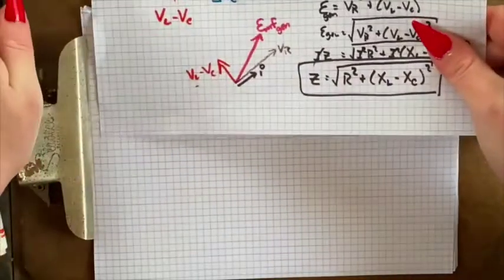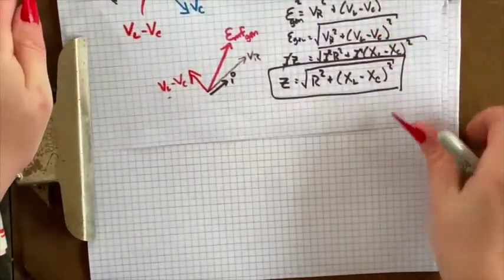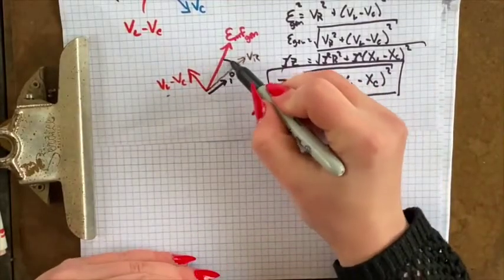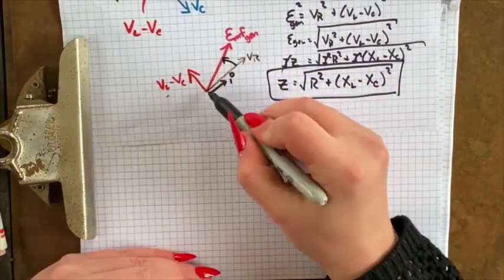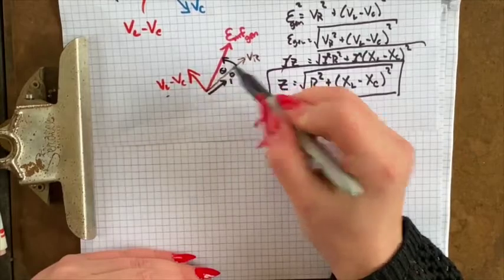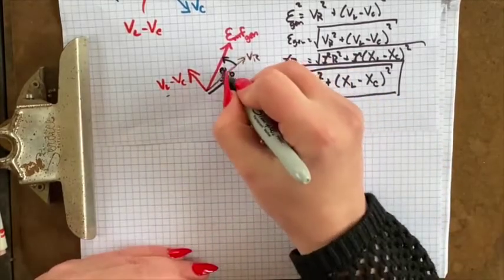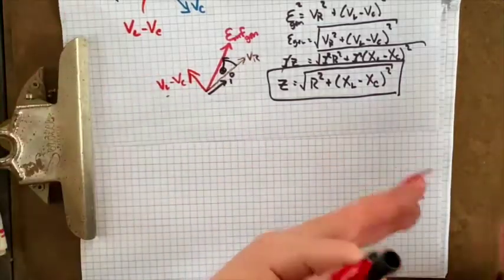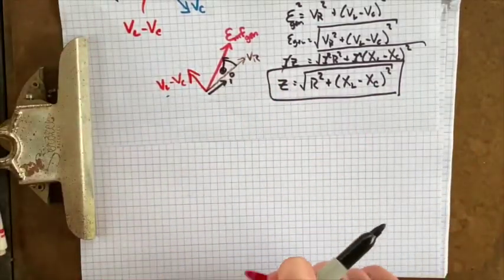Surely there's got to be more useful information that we can pull out of this analysis. So what do we notice here? The EMF is offset from the current by some angle. Maybe not theta, let's call it phi. That's the phase angle. How out of sync is the current to the EMF on the generator?